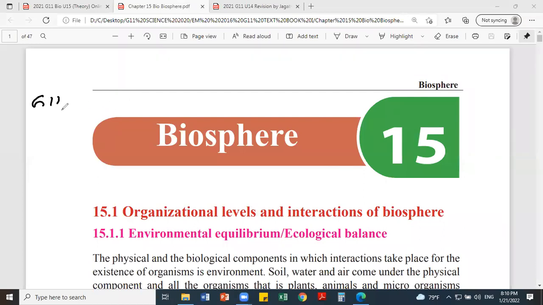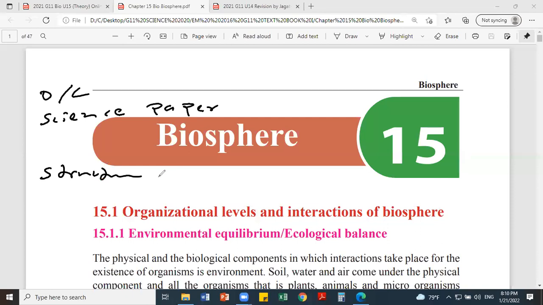Grade 11, this unit 15. In the O-level science paper, structured essay, question number 1 comes from this lesson. That means the compulsory question. Therefore, this lesson is very important because it's compulsory. The entire question number 1 is from this. Question number 2 is from biology, question number 3 from chemistry, and question number 4 physics, compulsory questions.